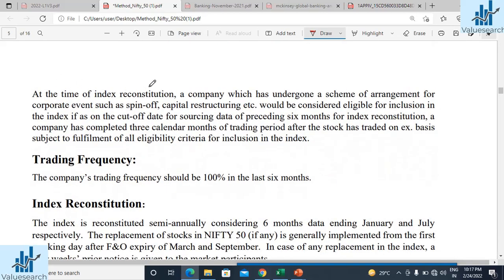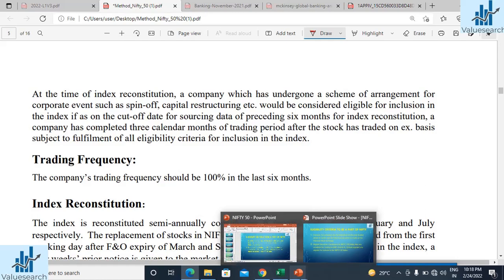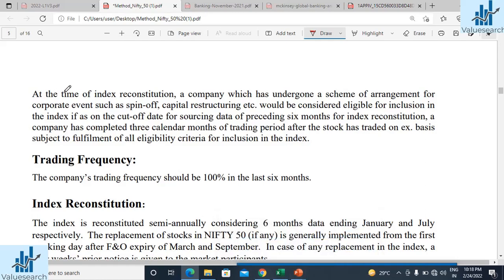So at the time of index reconstruction, as I just told you in our first slide, the index is rebalanced. At the time of index reconstruction, a company which has undergone a scheme of arrangement for corporate events such as spin-off, such as capital restructuring, would be considered eligible for inclusion in the index. For Yes Bank, you must remember how the capital structure was restructured.